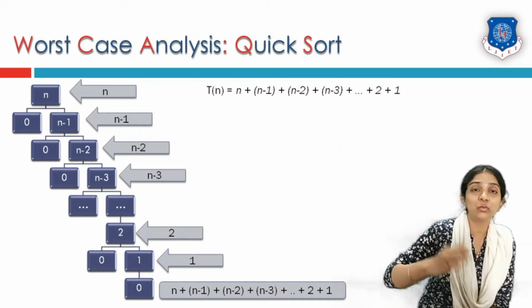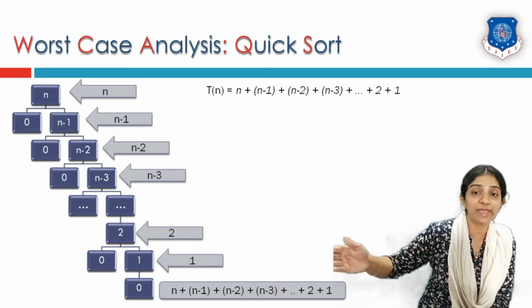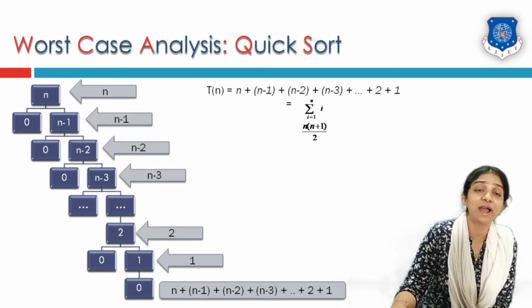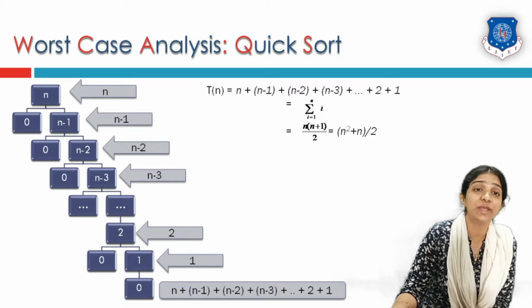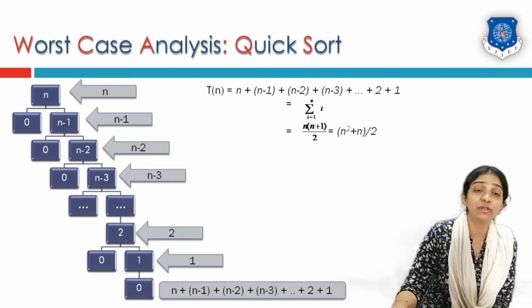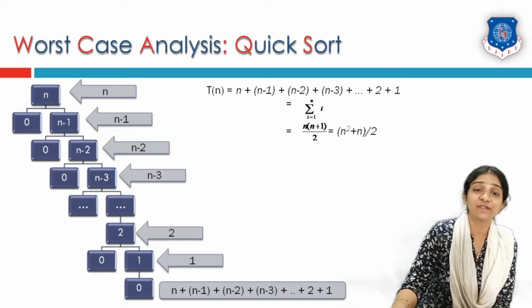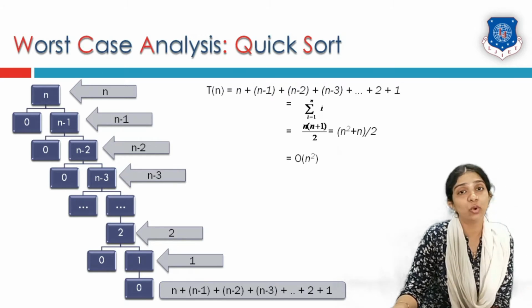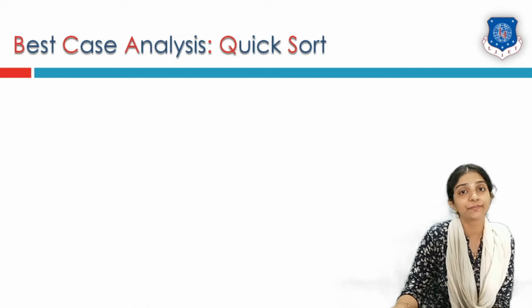So this is equal to 1 plus 2 plus 3 up to n. This is nothing but a summation of the series i from i=1 to n, which is also expanded as n into (n+1) by 2. It is also written as 1/2 into (n square plus n), and this is the simplest polynomial form. So we directly write the complexity of quicksort as big O of n square.